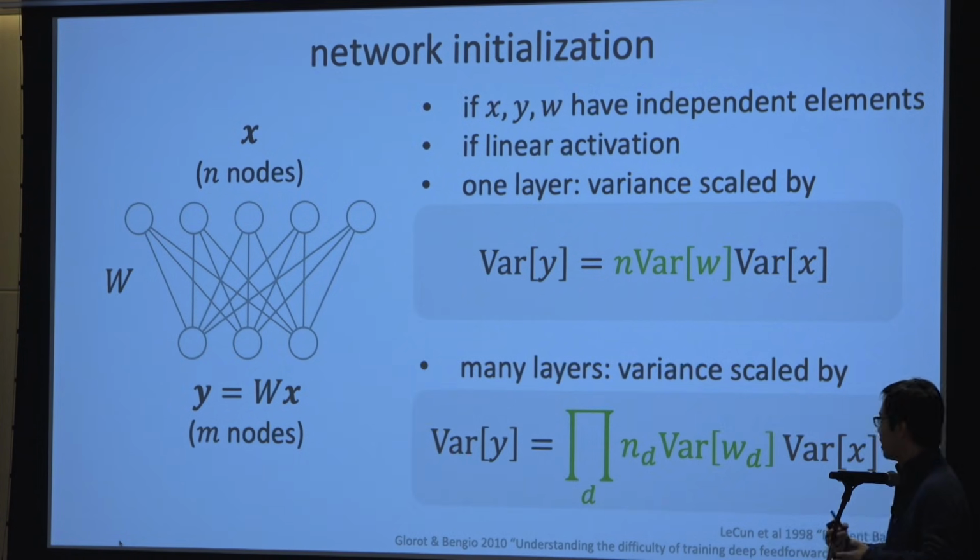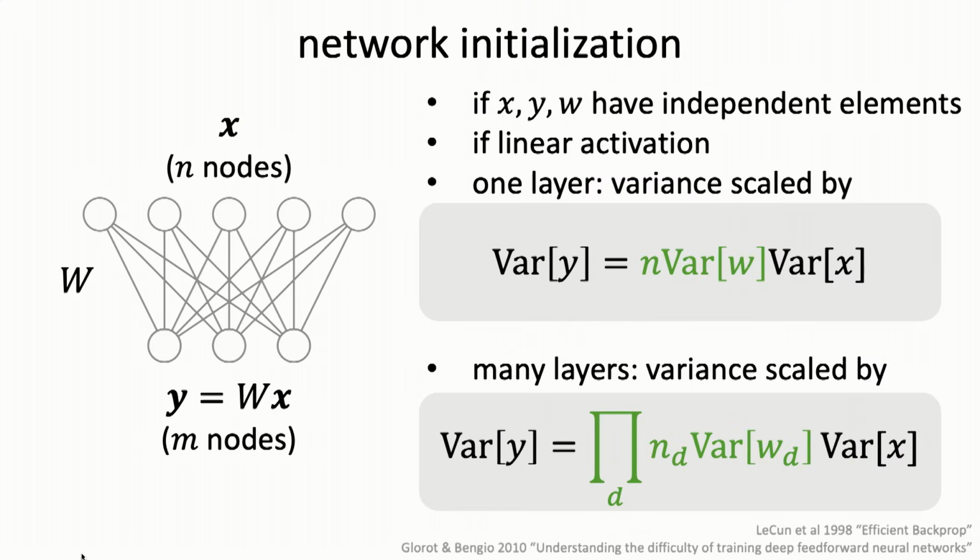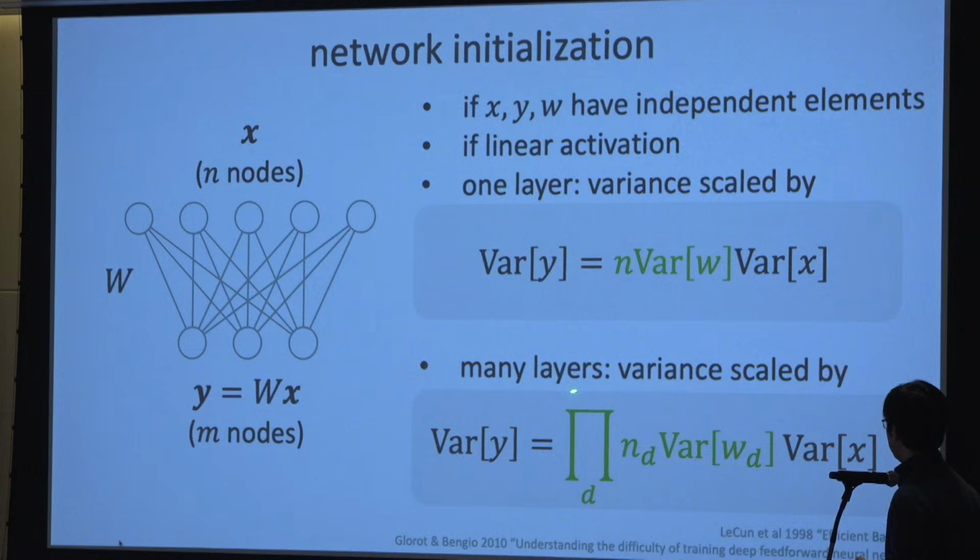And we can apply this formulation many times in a very deep neural network if we don't have any activation, or if our activation function is linear. We are going to see that the variance is still scaled by the product of many scaling factors. This equation basically says the variance of the network output equals the product of these many numbers times the variance of the network input. And this is the formulation of the forward propagation.